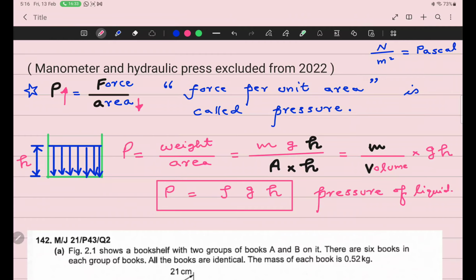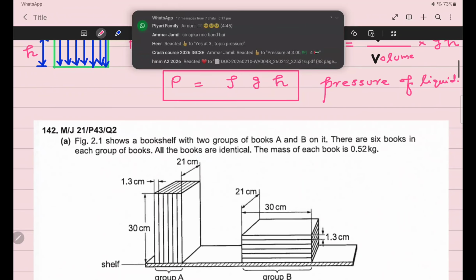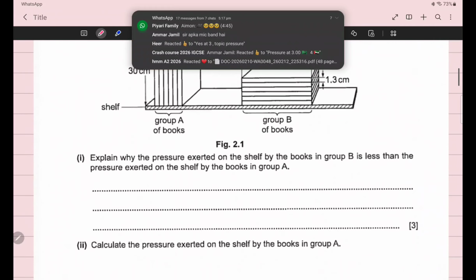So we have completed two formulas. Formula number one, pressure is force per unit area, and its modified form for liquid is rho g h. If you have noted, then we are solving some more questions.